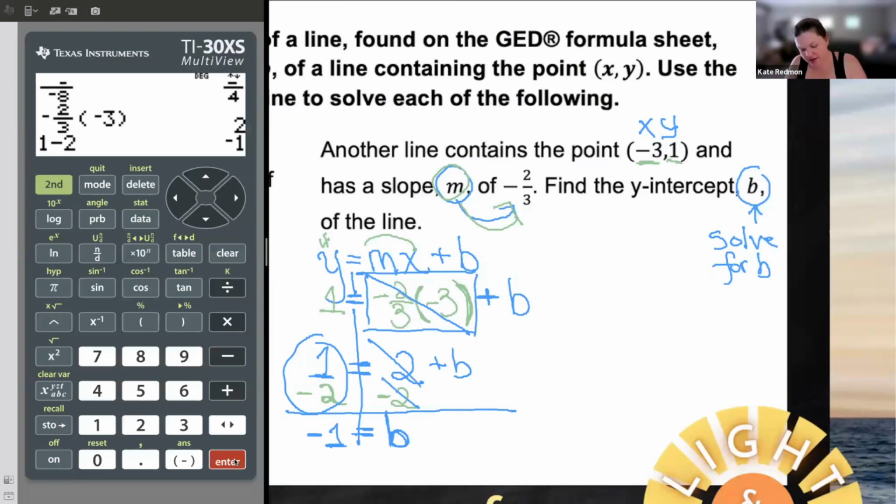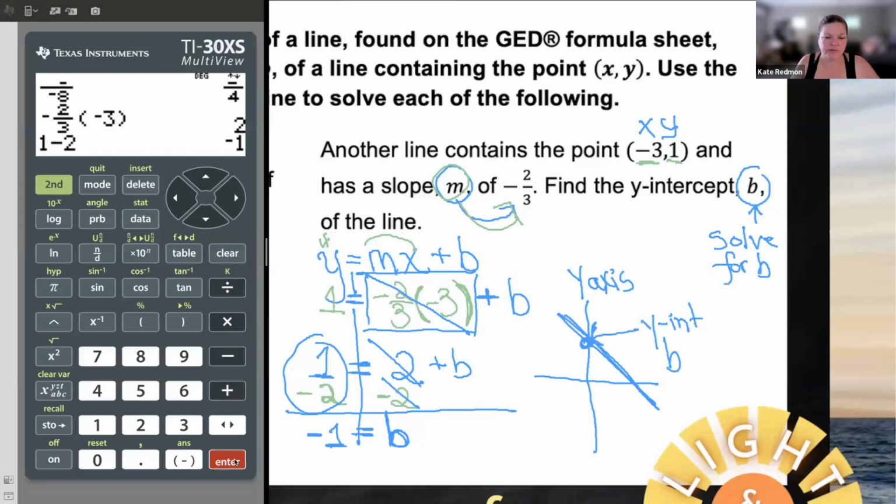It's -1. And by the way, you guys, a slope refers to how steep the line is, but a y-intercept refers to where your line crosses what we call the y-axis on a graph. So that's all that means for those of you who are wondering about my language. So this particular line would cross at -1.